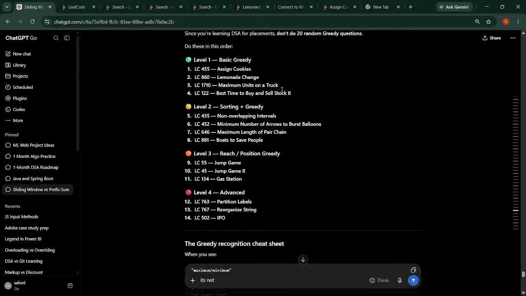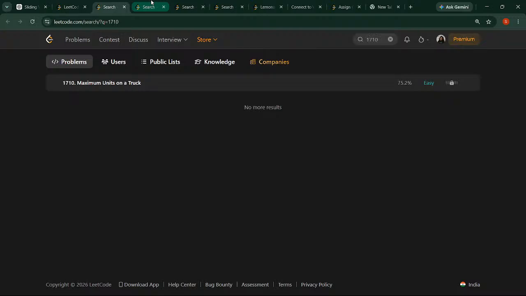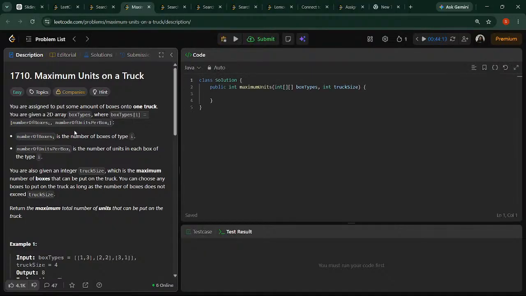Okay, I have to do Maximum Units on a Truck right now. 1710. Okay, I'm gonna ignore this chat. Maximum Units on a Truck.